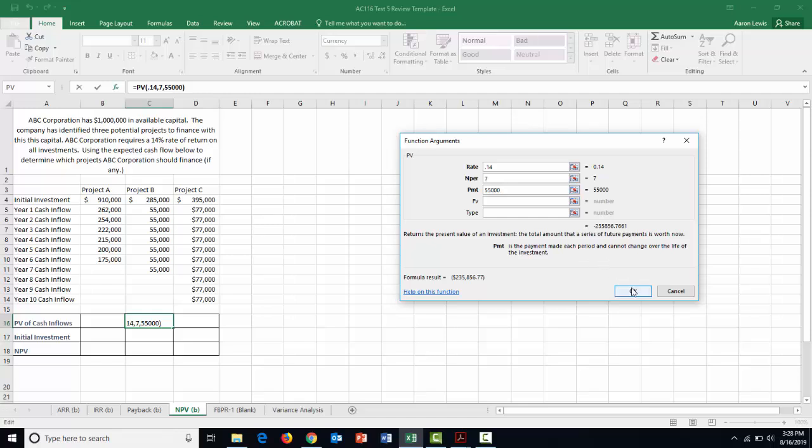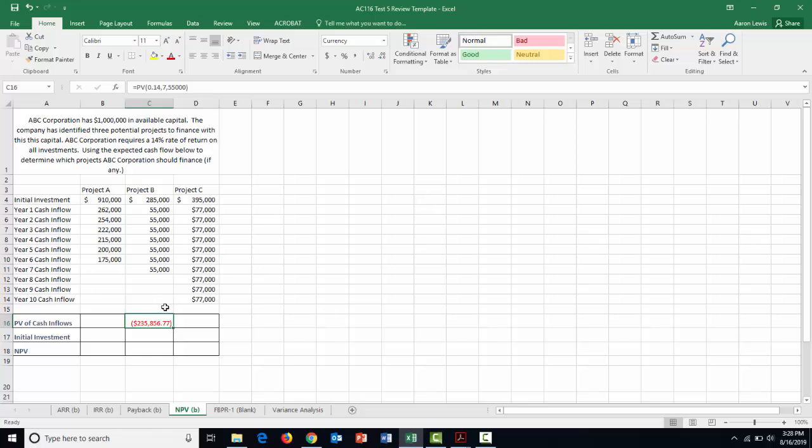So with those 3 inputs put in there, we're going to hit OK, and we're going to find out that our present value of cash inflows is $235,856.77. Excel, for whatever reason, always puts this as a negative, so you can go up to your formula bar up here on the top, and between your equal sign and the PV, just put in a negative symbol, and it'll turn it to be positive. The initial investment for Project B is the $285,000 that we have listed here. So we're just going to hit equals and click on that cell and then hit enter.